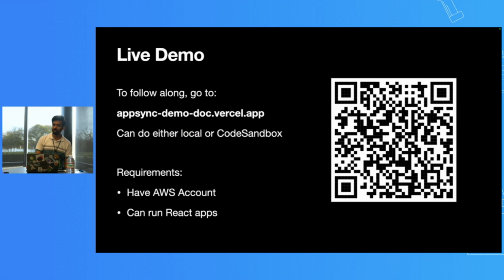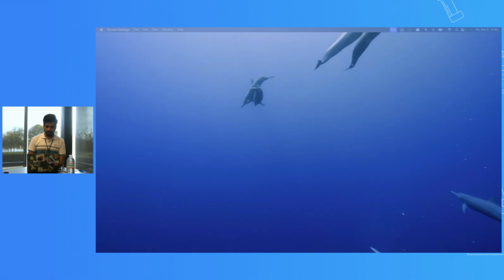All right, time to bring this to life with a live demo. You can scan the code to go to a web page that will have instructions for you to follow. There's two ways you can do it. You can either do it locally, or there's a code sandbox in the browser. The only requirement is you have to have an AWS account that you can deploy resources into. And if you're going the local route, you need to be able to run React apps. Cool. I'm gonna give you guys a minute to set up while I set up my environment.